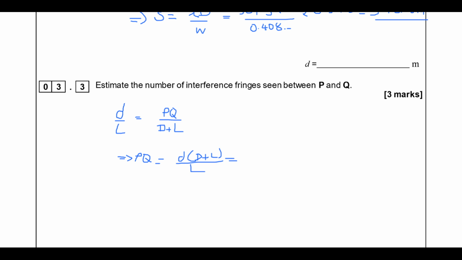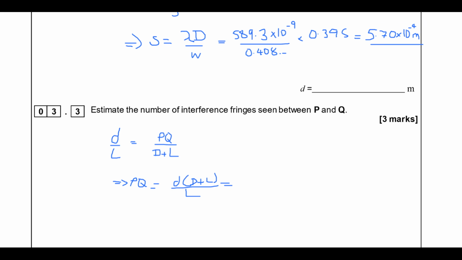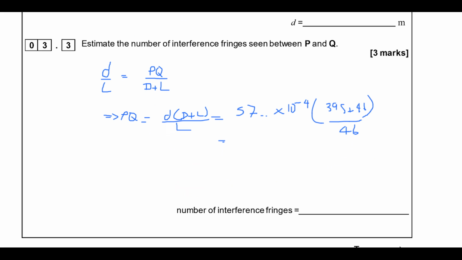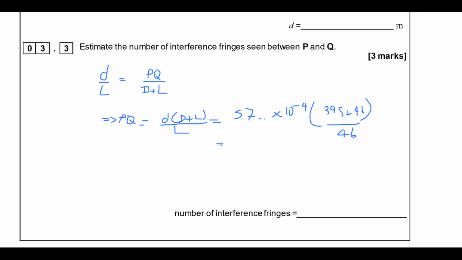So we know D. I forget, but we've got that answer, it's stored in my calculator still. So we've got 5.7 times 10 to the minus 4. D is 395, L is 46. You notice I'm not going to bother with the millimeters because it's going to end up as a ratio anyway. Alright, so let's calculate this value, which is 5.4... times 10 to the minus 3.